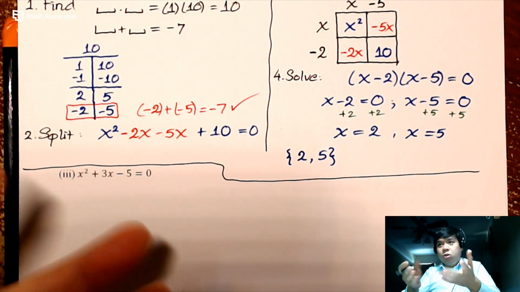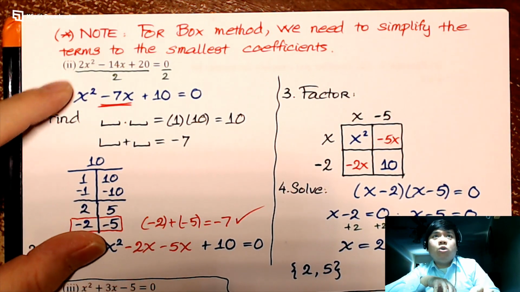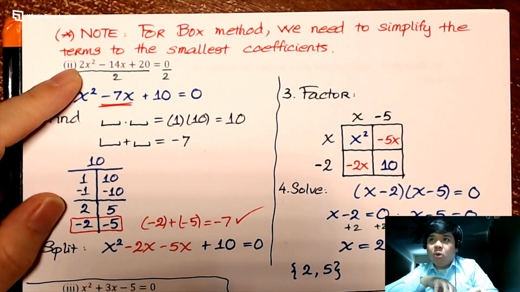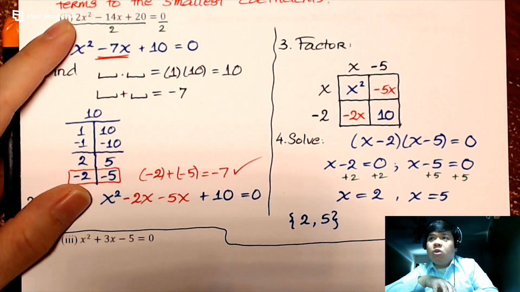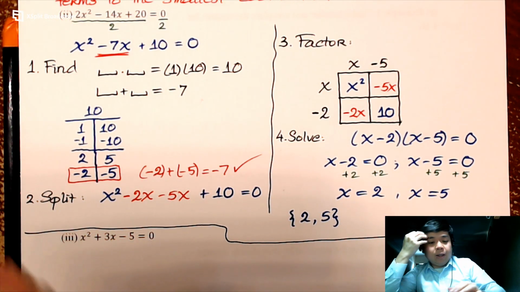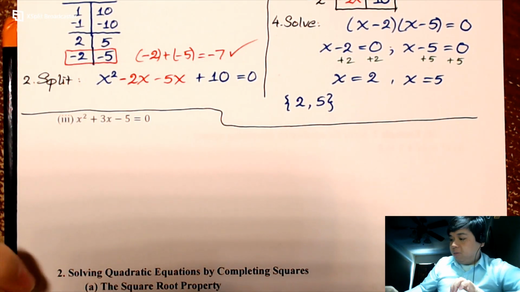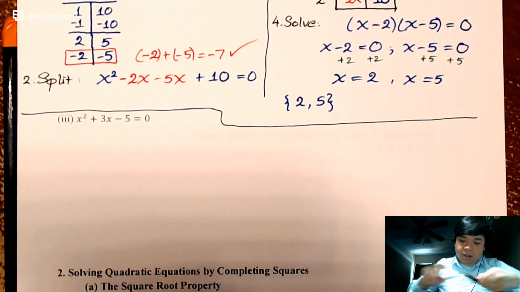Okay, that was that. Solve equation by factoring. Note that we try to simplify the problem whenever possible. Both of these are even, so divide by 2 both sides. Okay, x squared plus 3x minus 5. We do the same thing.